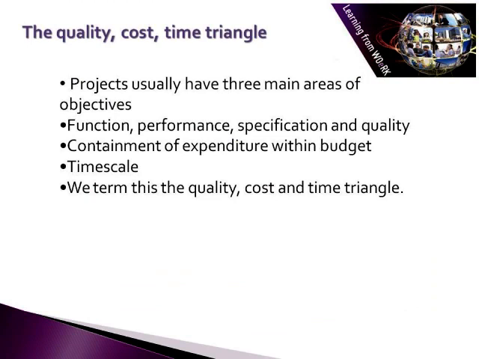Slide 2, the quality cost time triangle. We've already identified that projects usually have three main areas of objectives for which we use the shortcut of quality, cost and time. And we can expand these as follows. The first issue of quality may be expanded to relate to issues about function, performance and specification, as well as to the specific quality issues of the project. Specifications may become quite detailed, particularly in terms of the performance of, say, a motor vehicle.